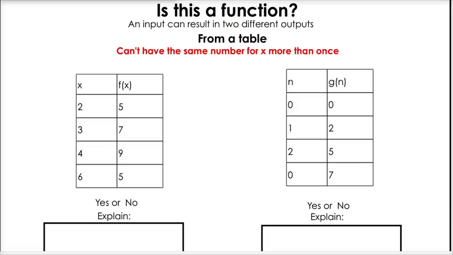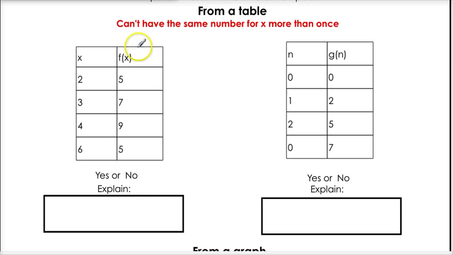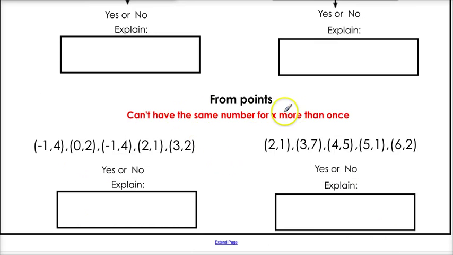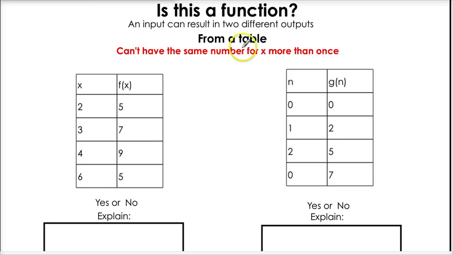All right, for the third part of this lesson, and this is the final part, we're going to be asking ourselves this: is this a function? It's a very simple thing to do, but we're going to do it in three different ways. One, from a table. Two, from a graph. And three, from points.